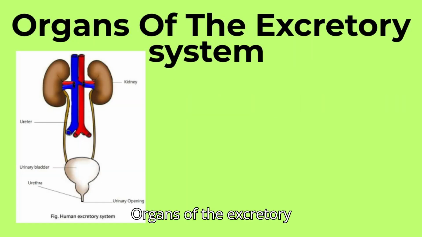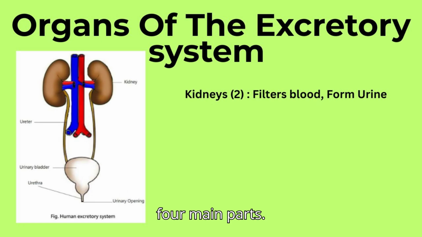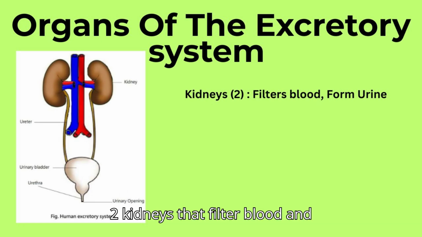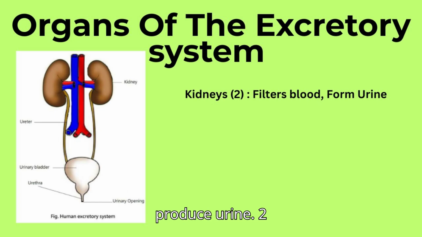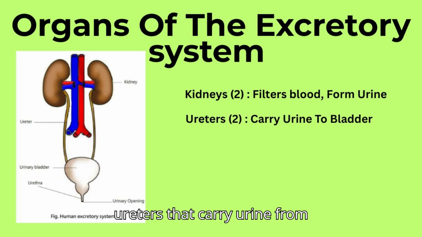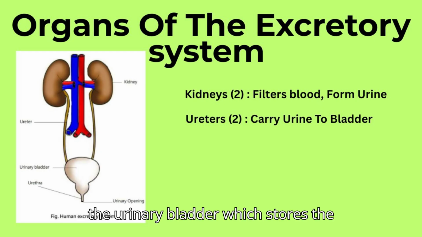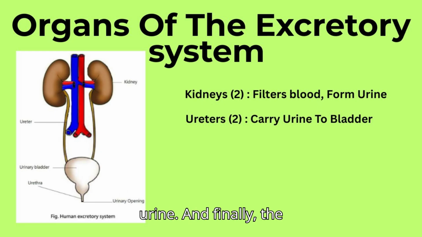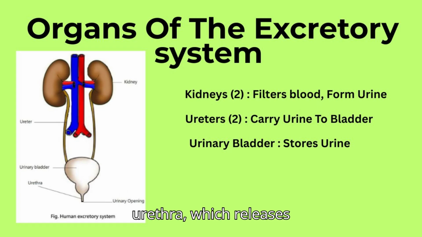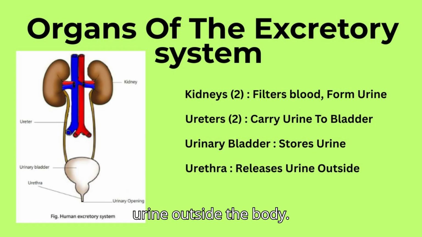Organs of the excretory system. The human excretory system consists of four main parts. Two kidneys that filter blood and produce urine. Two ureters that carry urine from the kidneys to the urinary bladder. The urinary bladder, which stores the urine. And finally the urethra, which releases urine outside the body. This is the basic layout of the excretory system.